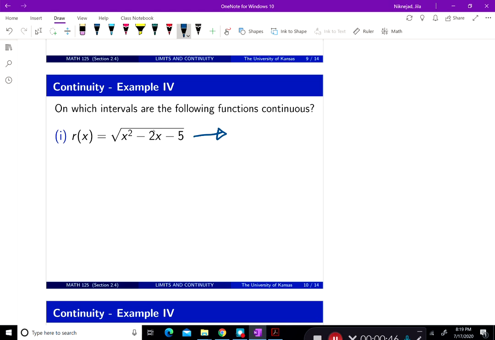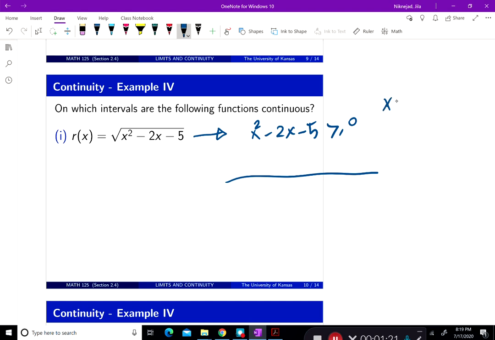Let's notice that the square root function is only defined on values that are 0 and bigger than 0. And so we have to set x squared minus 2x minus 5 bigger than or equal to 0, and then solve. It's an inequality of a quadratic form, therefore I have to find the zeros of it. First let's find the zeros.